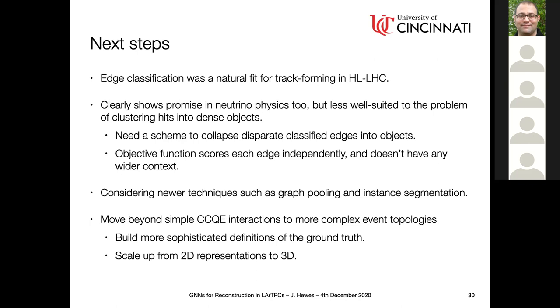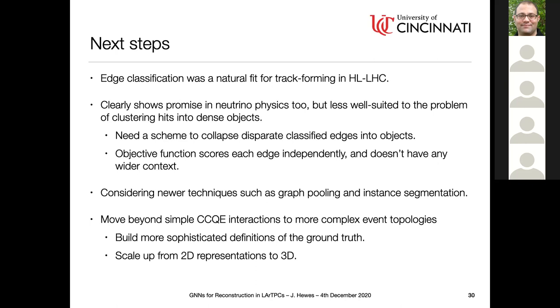And also it would be nice to have, in terms of our loss function, an objective that scores each edge independently, or rather to say the current objective function scores each edge independently. It doesn't have any way to figure out what classifying an edge means in the context of how you then group those nodes together. And so to have a loss function that could do that explicitly might help you to learn.